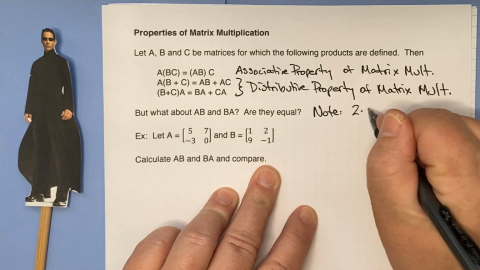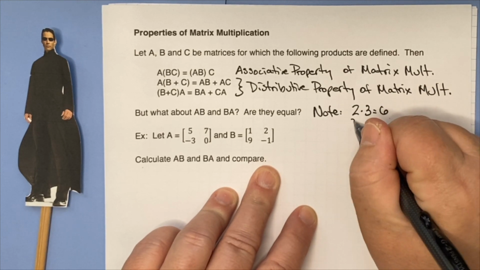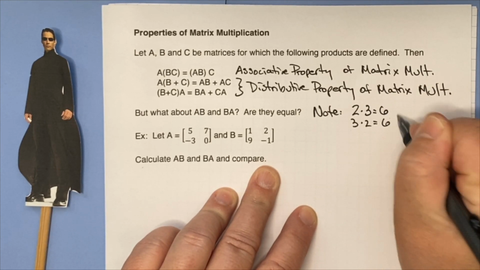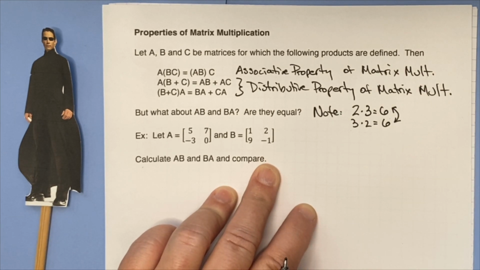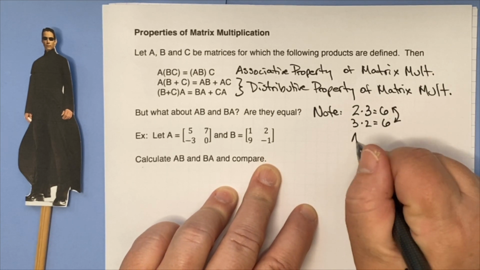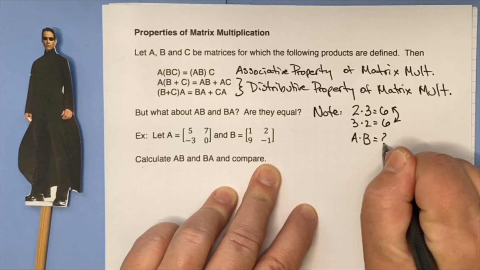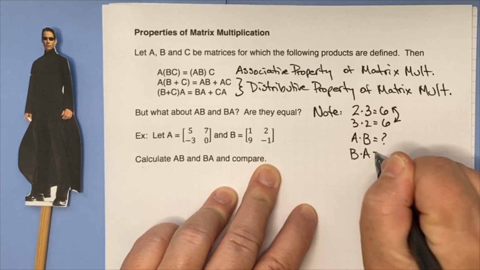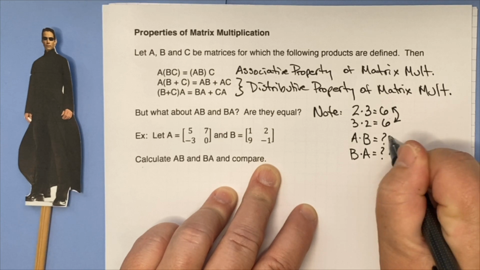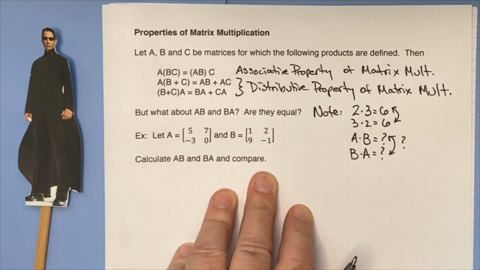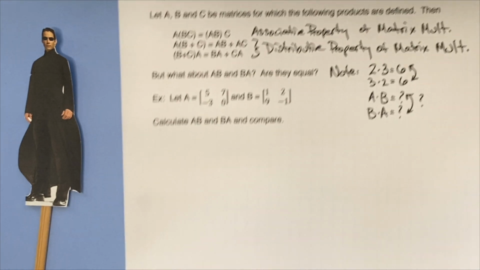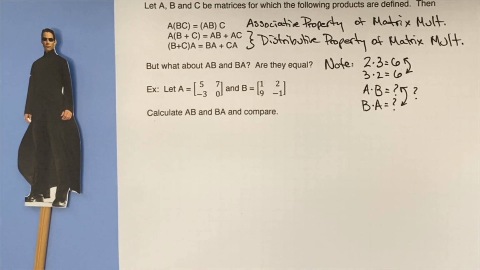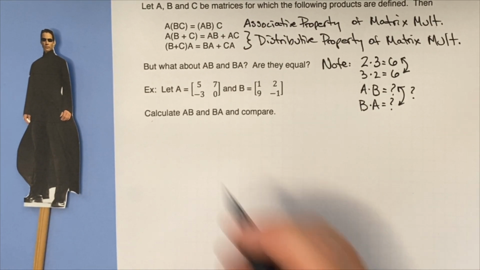Well, if I multiply 2 times 3, that's 6. If I multiply 3 times 2, that's 6. They match, right? So the question is, if I multiply A times B, and then I multiply B times A, will they match? And that's what we're going to find out. So let's try. I've got two examples right here. Let us calculate A times B and B times A.